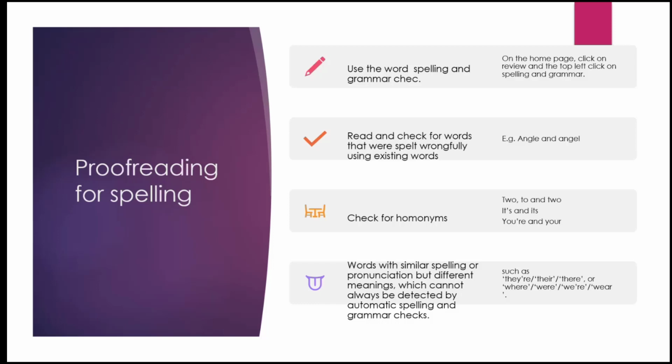Okay. So now that we've looked at how to work around your word limits when you're proofreading, let's look at proofreading for spelling. You want to check your spelling next. So of course you will use the spell and grammar check on Word, right? I'm sure you know how to do this, but on your Word, if you go on the home page, you click on review. At the top left, you can click on spell and grammar. Then you'll be able to see the spell and grammar check.